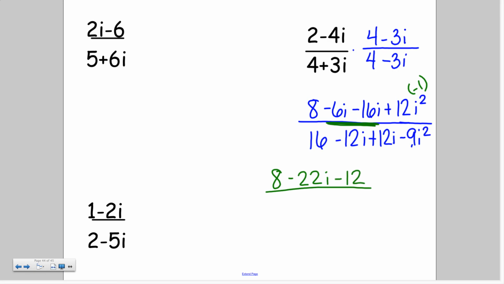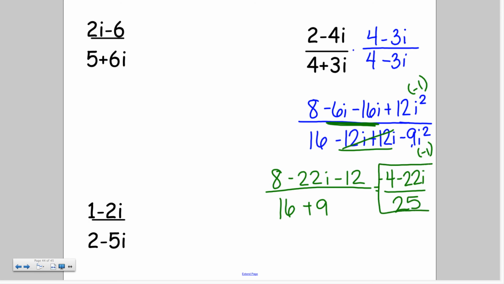All right. Then we have 16. We know that these two are going to cancel out. And then this is a negative 1. So negative 9 times negative 1 is plus 9. All right, combine like terms. So we have 8 minus 12 is negative 4 minus 22i over 16 plus 9 is 25. And that is going to be my answer. I can't simplify that anymore, so there's no point in breaking it apart to see if I can.